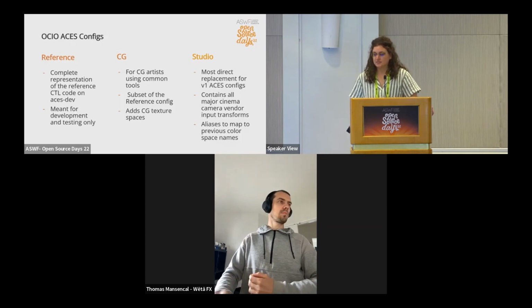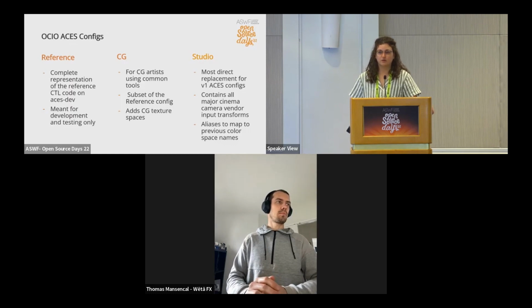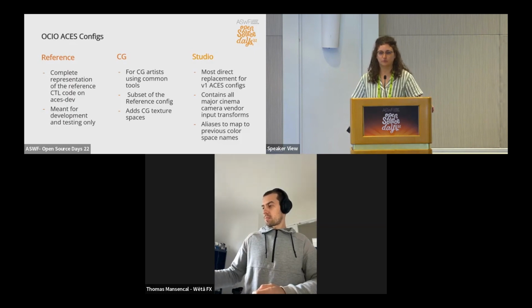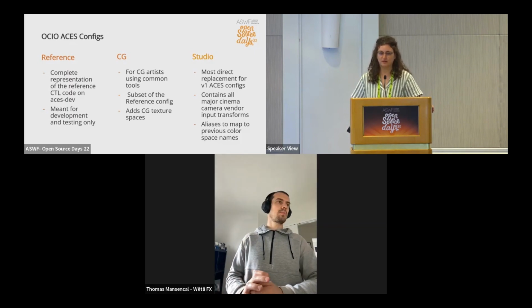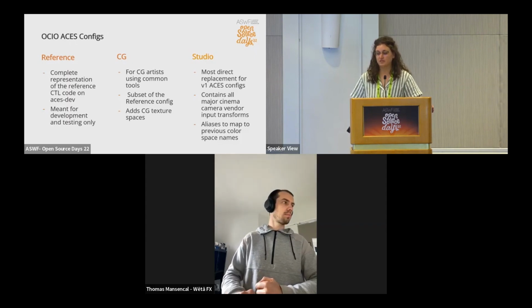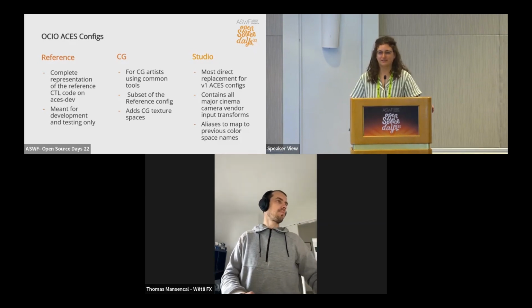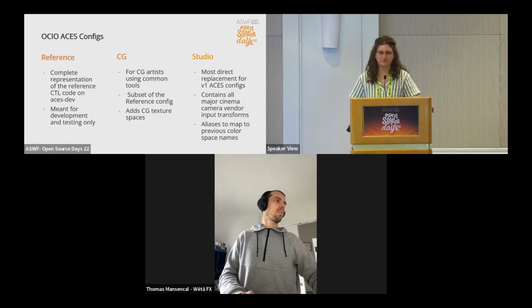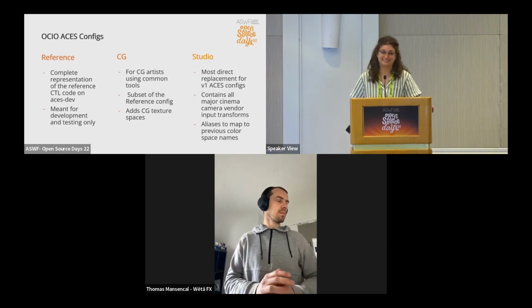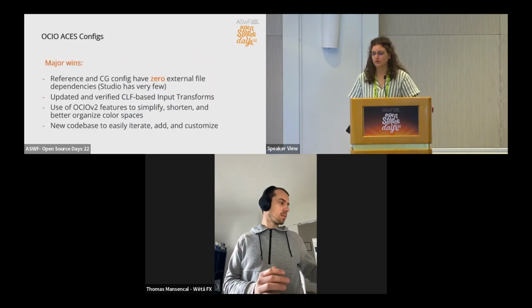And the third thing about this config is we know that moving to a completely new ACES, to a completely new OCIO config is a big undertaking for any production, any studio, any vendor. So we've gone to a decent amount of work to map the previous color space names from the old ACES configs to the new config. So you should be able to hopefully migrate a little bit smoother. We know that that's going to be a task no matter what you do.